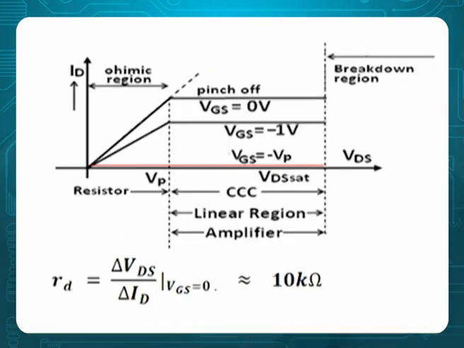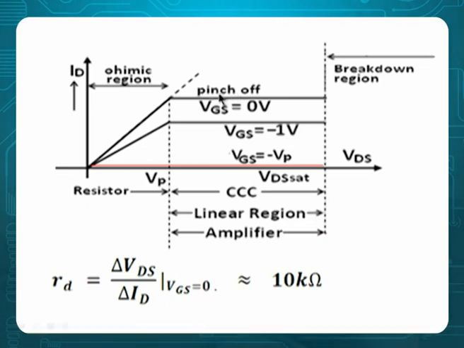Now, let us go to the characteristics. Say for example, VDS versus ID. That means VGS is a fixed value. Fix VGS at 0. For every increase in VDS, ID increases. After some time, called pinch off, it becomes almost constant. That constant region is called constant current characteristics, or linear region, or amplifier region.